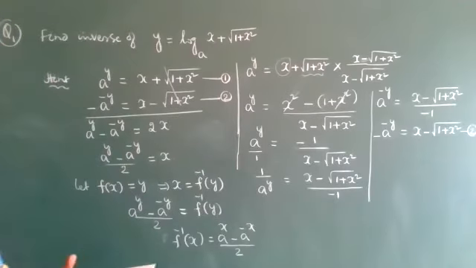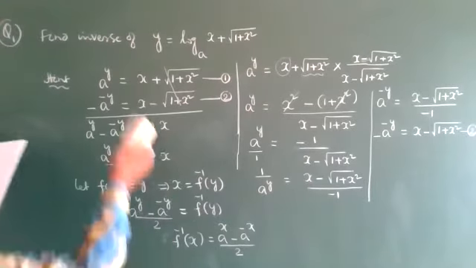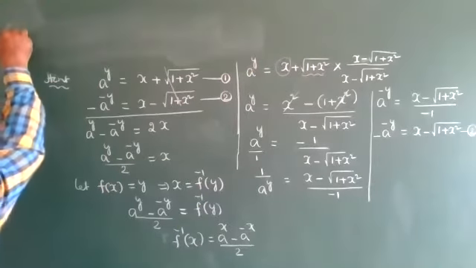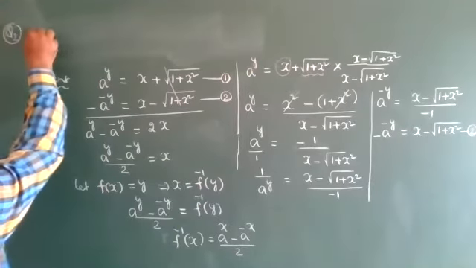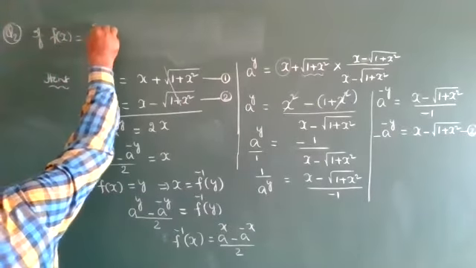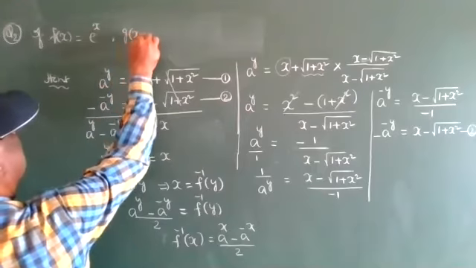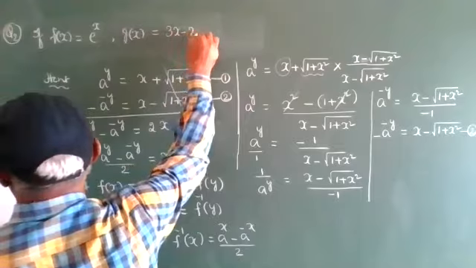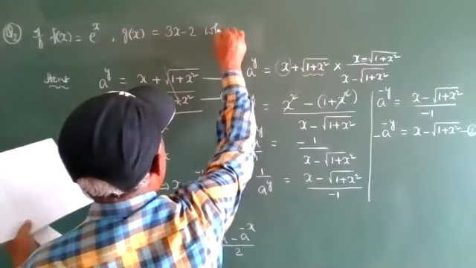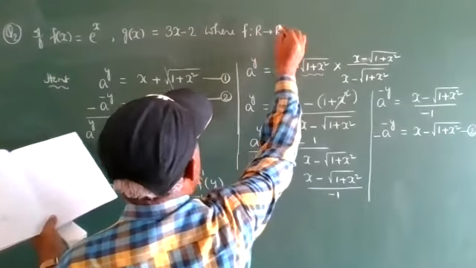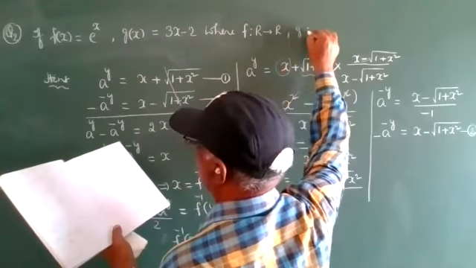Okay? Right. I go through the second one. Second problem: everyone see me. If f of x is equal to e power of x, g of x is equal to 3x minus 2, where f is a mapping from R to R and g is a mapping from R to R.